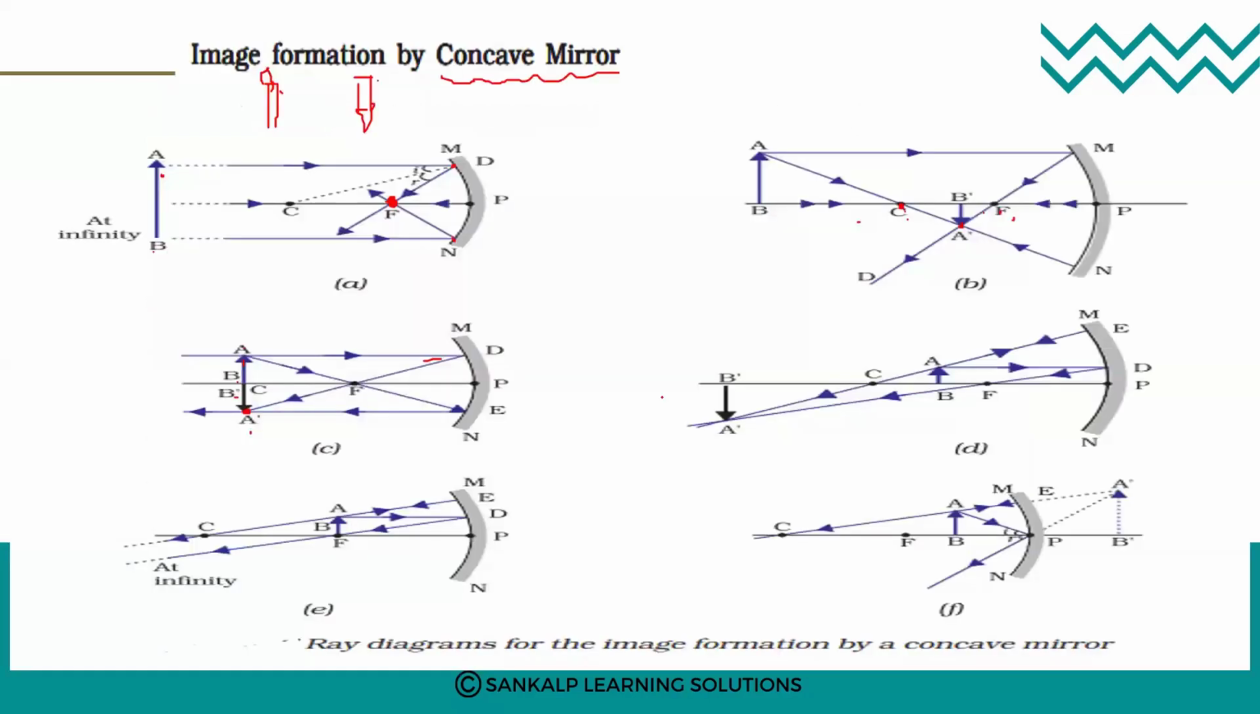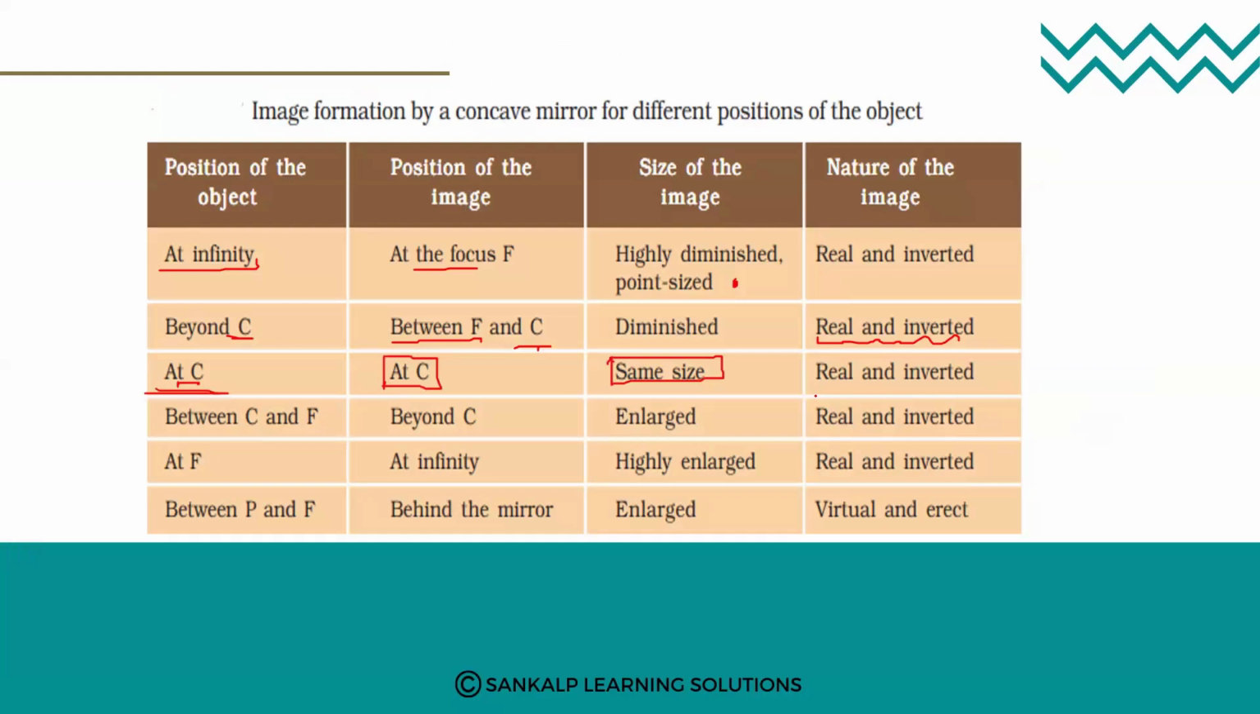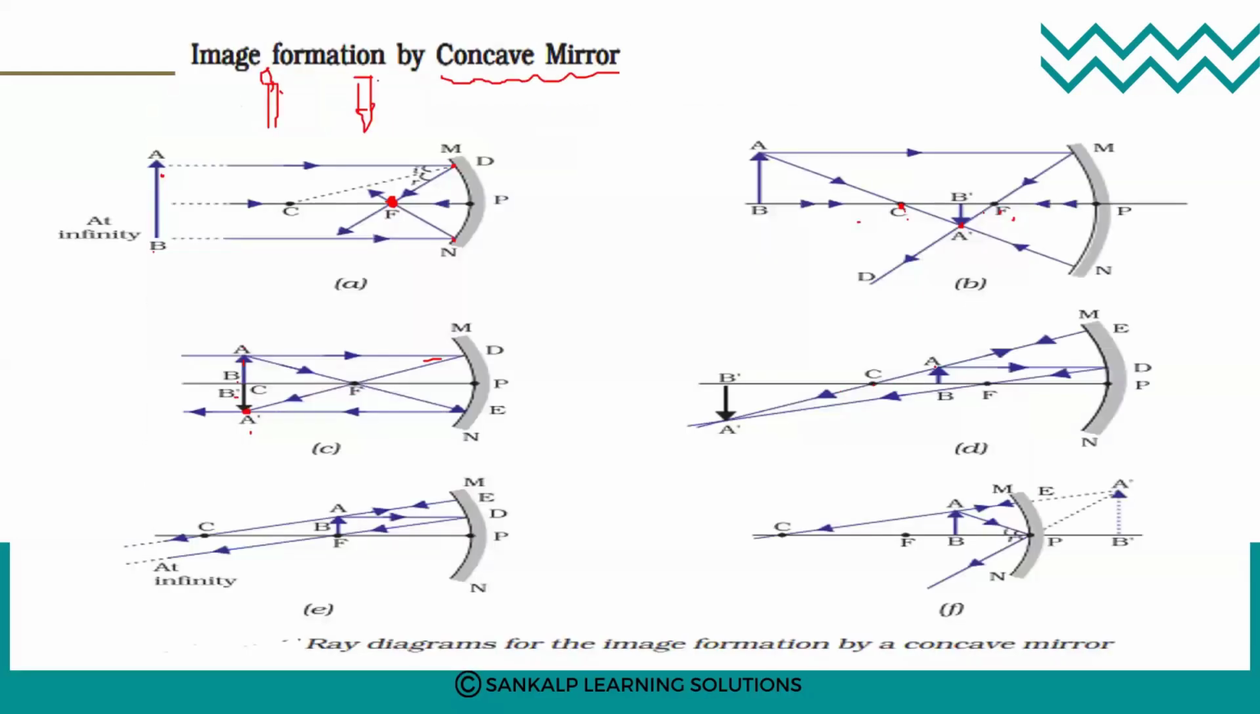Now, when you keep the object between C and F. So C is here and F is here. So now our object is between C and F. So AB is our object.